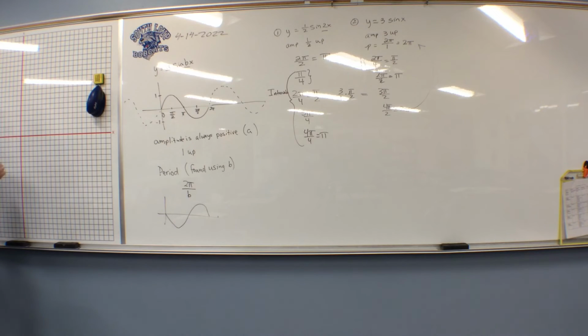So why not go 1.5 is my first period. And that would be what? Pi over 2. My second then is 1.5. So here's a half and here's 1. So my second one is pi. Then I go 1.5. My third one is 3 pi over 2. And then I go 1.5, which is 2 pi. So it looks kind of like that.